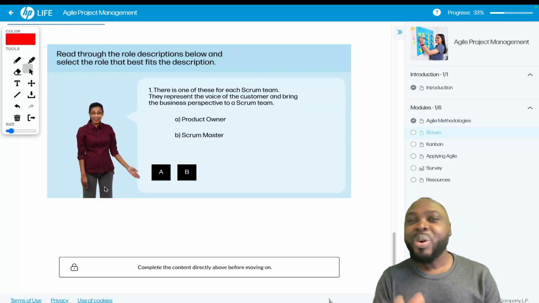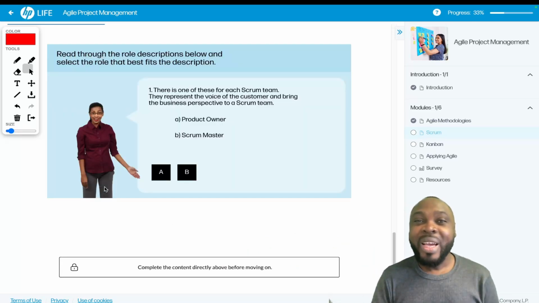Now let's have a bit of exercise about what we have just talked about. There is one of these for each Scrum team. They represent the voice of the customer and bring the business perspective to a Scrum team. Who is that person? Kindly type the correct answer in the comments below. A, a product owner. B, a Scrum master. I choose A. If that is what you chose, write in the comment section below that my answer was right.